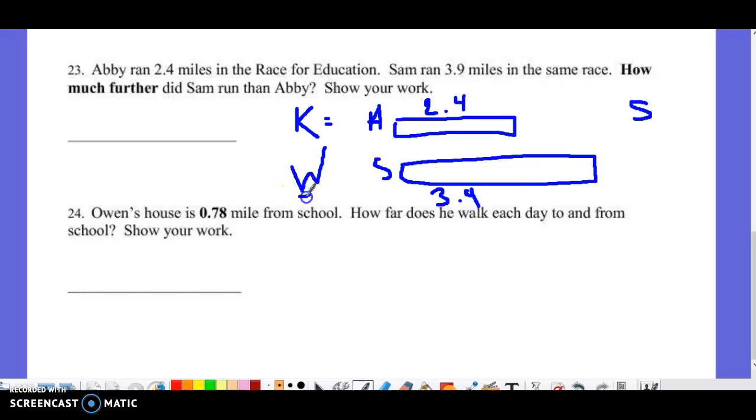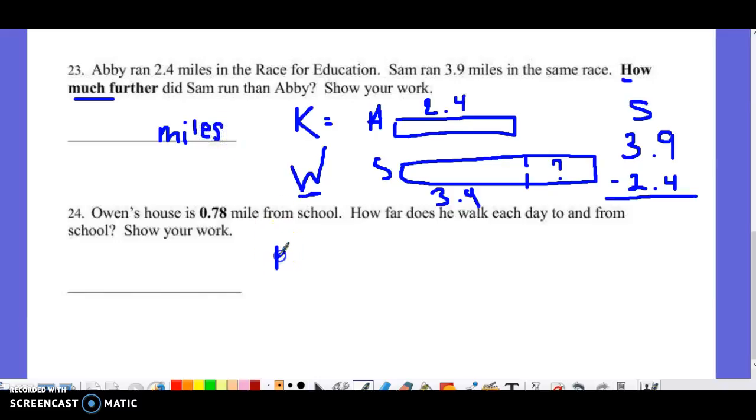But what do we want to know? Our W is how much further Sam ran than Abby. Well, because it's how much further, and I see based on my bar, really this is what I'm looking for. How much is this? It's not 3.9, but it's going to be 3.9 minus the 2.4 to figure out this little space. That's the equation I can use in my S for solve. 3.9 minus 2.4. And that will get you the difference. And when we're talking about difference, that shows you the answer to this question. Please make sure that you mark your answer with a label. It's a certain number of miles.